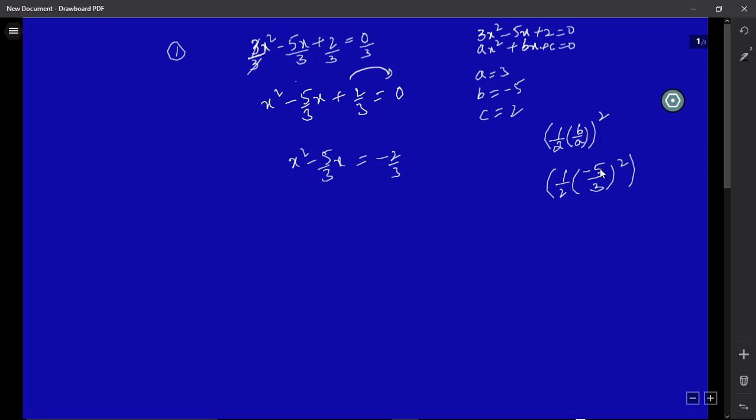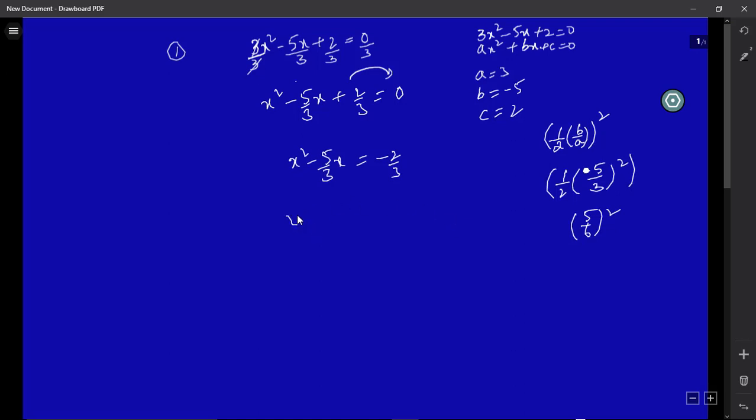If I square a given term, this minus will again get converted to plus, right? Because 2 is an even number here. This minus will always get converted to plus, so there's no need of taking this minus sign. 1 by 2 I have to multiply by 5 by 3. 1 into 5 is 5. 2 3s are 6. So 5 by 6 whole square is what I have to add on the left hand side and the right hand side. That's about it.